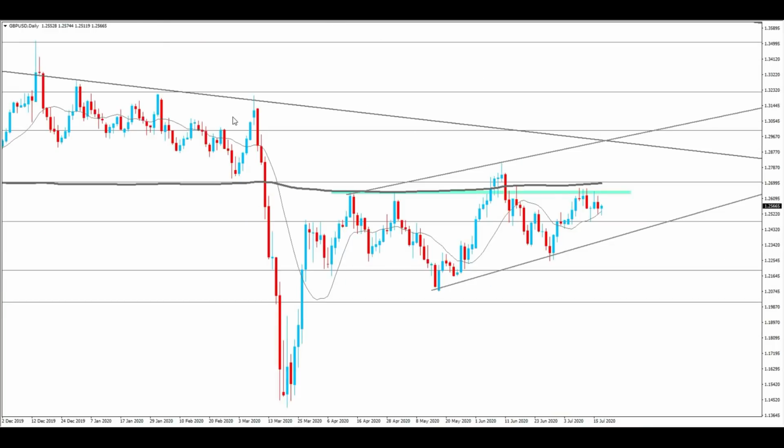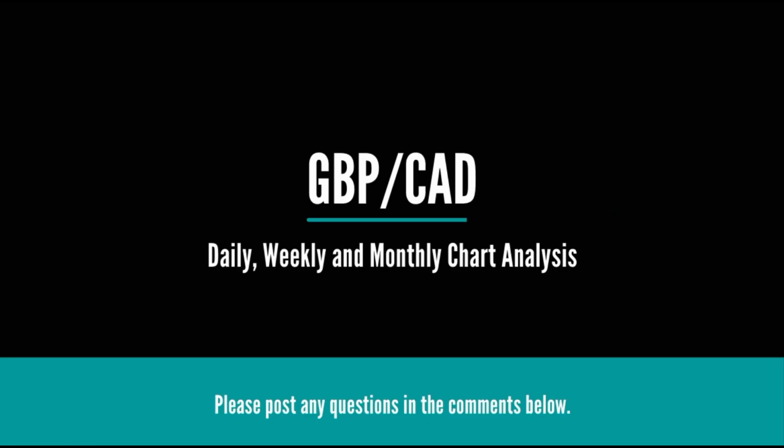So we have to bear in mind that the overall trend is to the downside on GBP USD. So price should well be holding at this level and give us that move back to the downside. But if it doesn't, we could be looking at a move to go test that weekly trend line. And last but not least, GBP CAD.